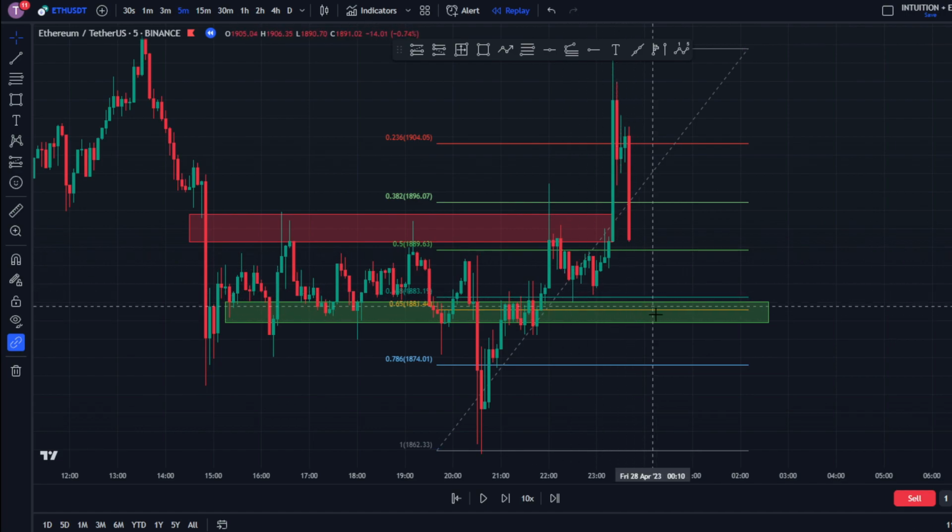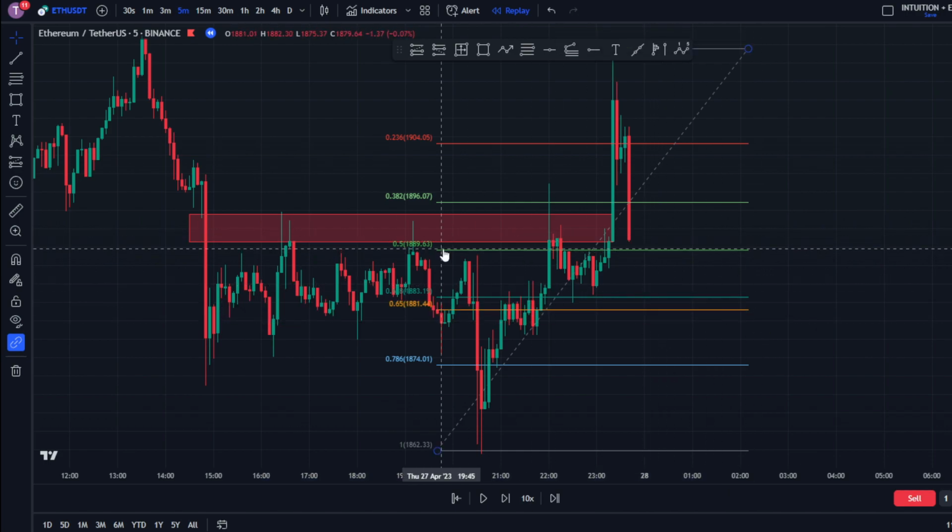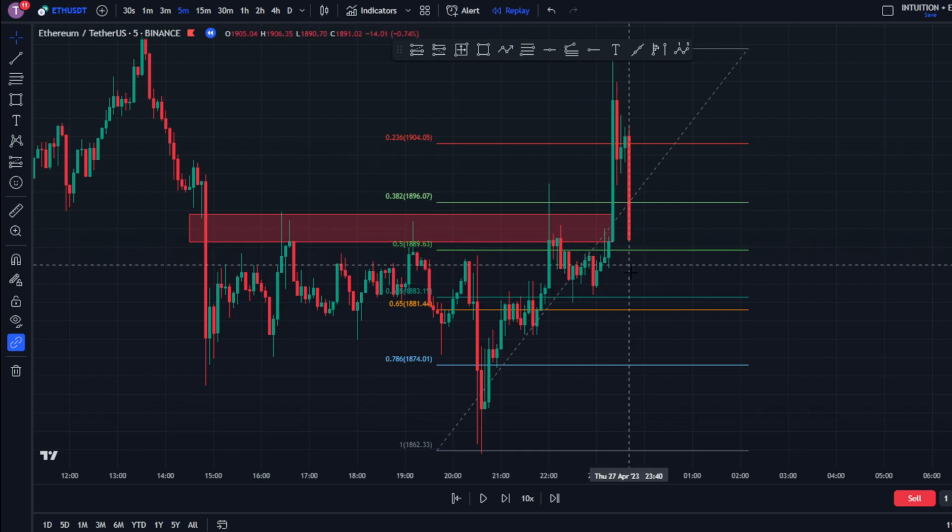So where are you more likely to buy? You are more likely to buy at the 0.618 level, because that is the 0.618 level. That is your first confluence. Second confluence is that there's support. Whereas if you look at the 0.5 level, you can see that there's no really support in this area.